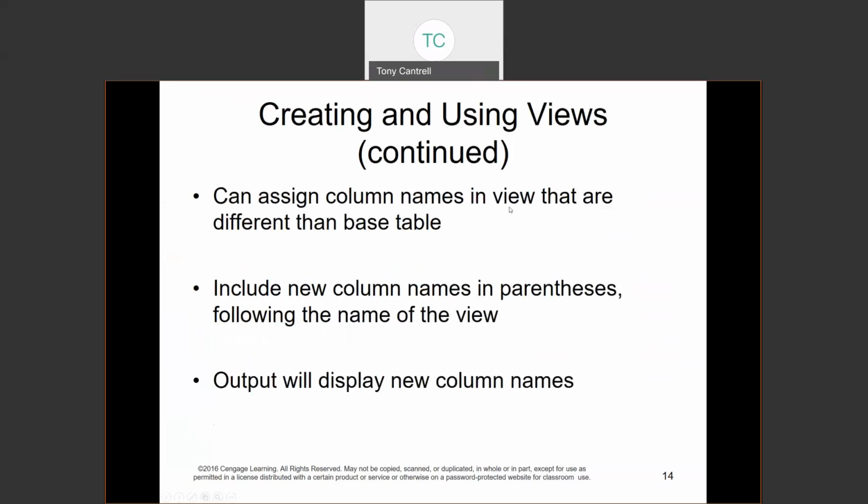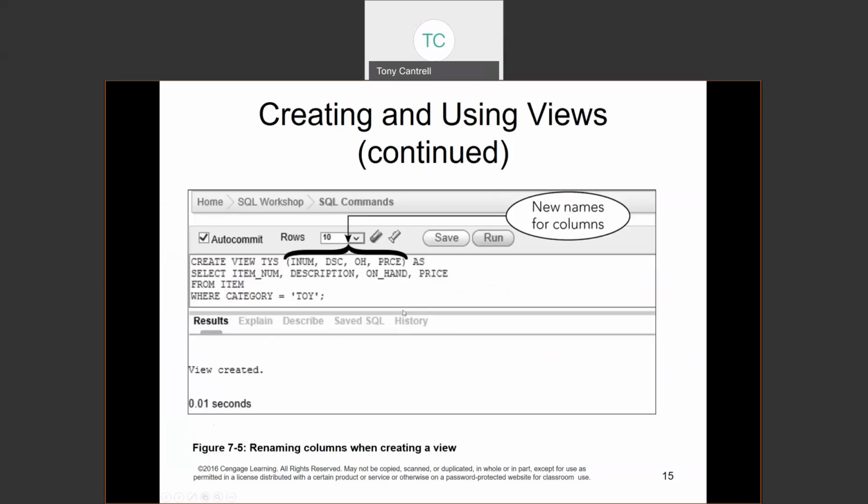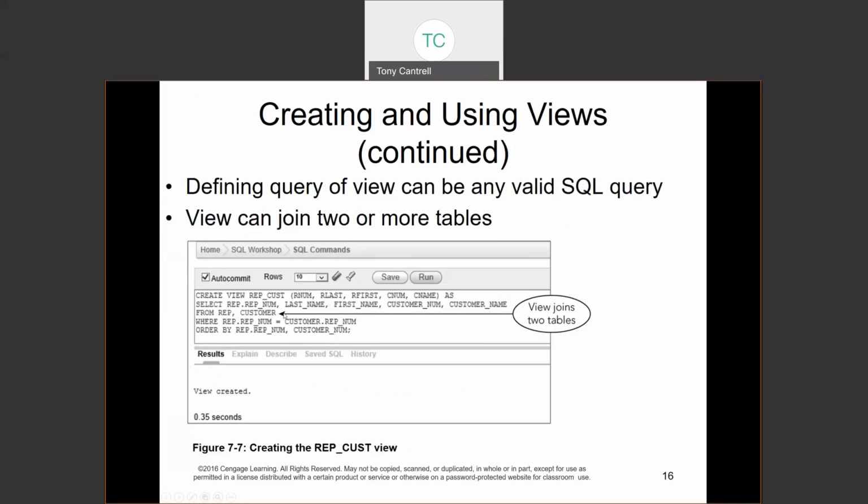You can assign column names in a view that are different from the base table's. You just include them in parentheses, and the output would display the new column names. So the output would display INUM, DSC, OH, and PRCE instead of that. This is showing that you can join 2 or more tables together. All the queries you used in previous chapters, you can use in your create view statement. So they named this rep customer, and they're just tying those 2 tables together, rep and customer.